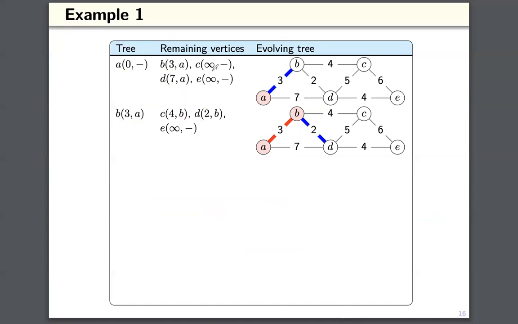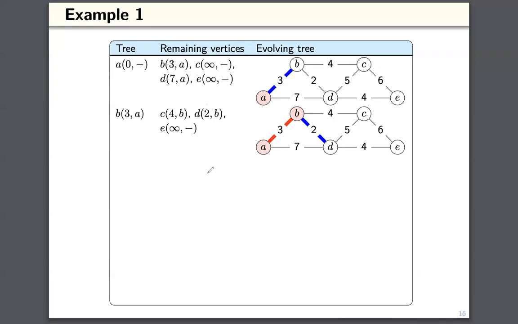So think about this. C was infinity, and now C is reachable because we updated the distance to 4. Initially D was at a distance of 7 from the tree. Now D is at a distance of just 2 from the tree. So we will update the distances every time. E is still unreachable.